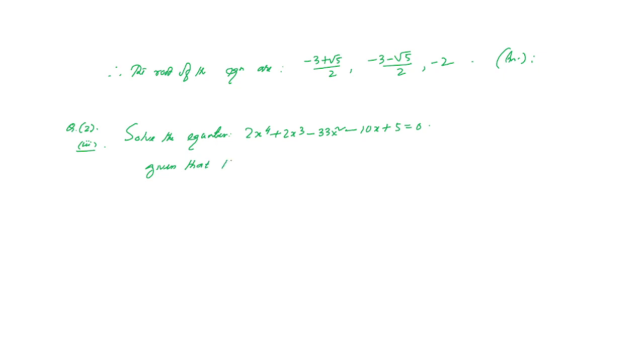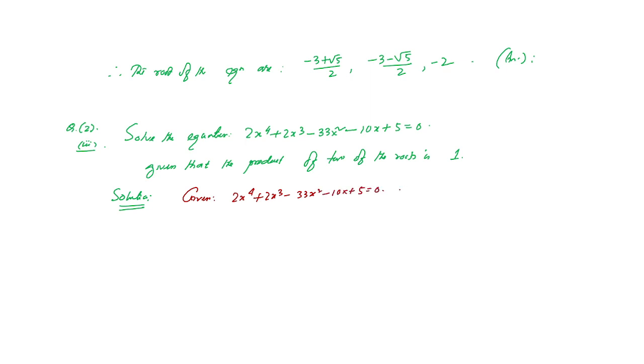And given that the product of two of the roots is 1. So now we come to the solution, how we will solve this kind of problem. What is given? Here given 2x to the power 4 plus 2x cube minus 33x square minus 10x plus 5 equals 0.